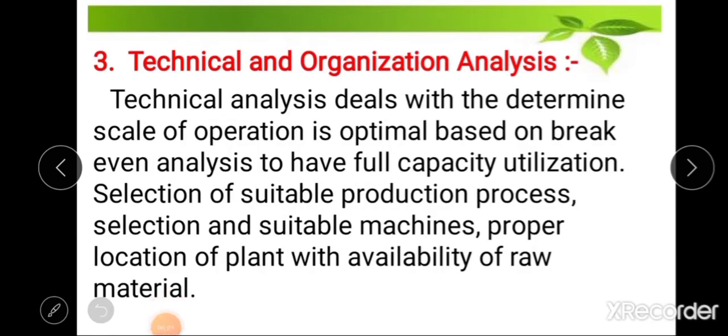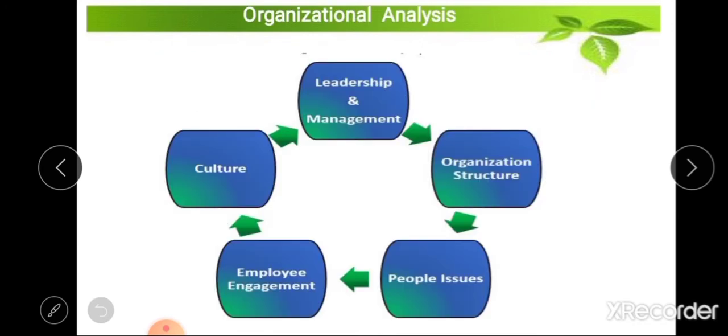After market analysis, the next step is technical and organizational analysis. Technical analysis deals with determination of the optimum scale of operation based on break-even analysis to have full capacity utilization. This technical analysis also includes selection of a suitable production process, selection of suitable machines, and proper location of the plant with availability of raw material.